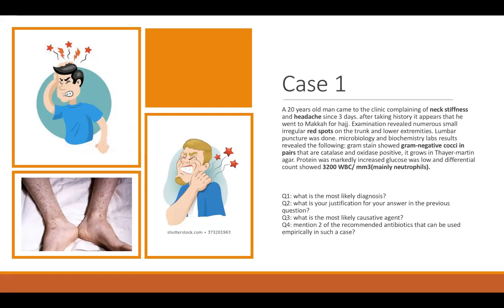So when you get a scenario like this, you try and highlight the key points. First, symptoms: we have neck stiffness and headache. Mecca and Hajj is also an important clue. The red spots that are clear in the picture are another very important clue. And next you go and see the lumbar puncture results. We said gram-negative cocci in pairs. Okay. Question number 1. What is the most likely diagnosis for this patient?